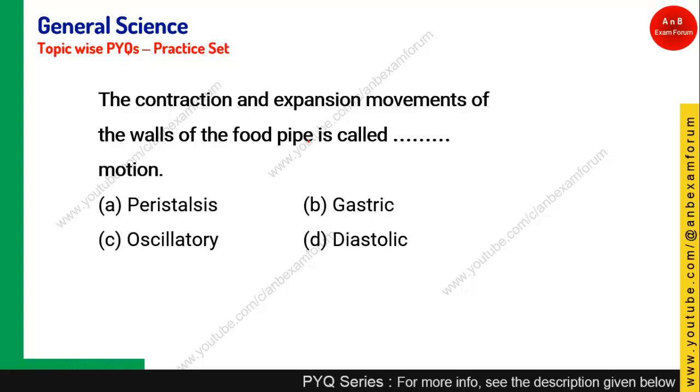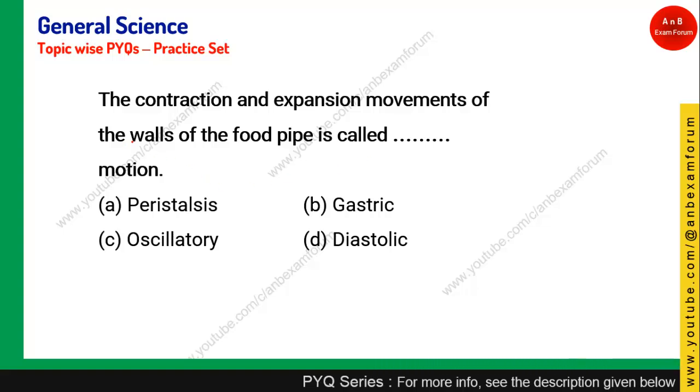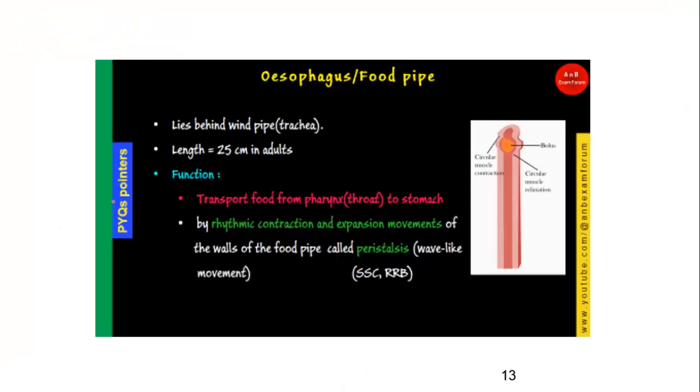The next question: the contraction and expansion movement of the wall of the food pipe is called dash motion. Once your food is inside your mouth, it is going to enter the stomach through the food pipe. When you take that food inside your body, expansion and contraction happen. That motion is called peristalsis. Peristalsis means contraction and expansion in the wall of the food pipe happens. So option A is the right answer.